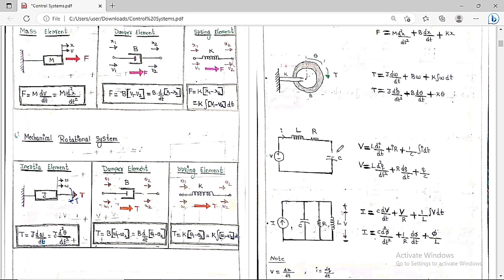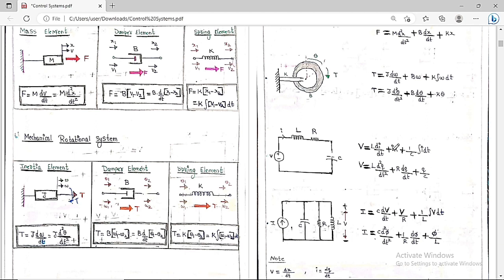For the capacitor, I is equal to C dv by dt, and V is nothing but 1 by C integration of I dt. So this is the overall KVL equation for this system. Current is the rate of change of charge, meaning I is equal to dq by dt.